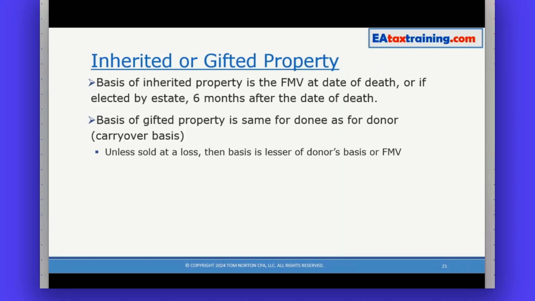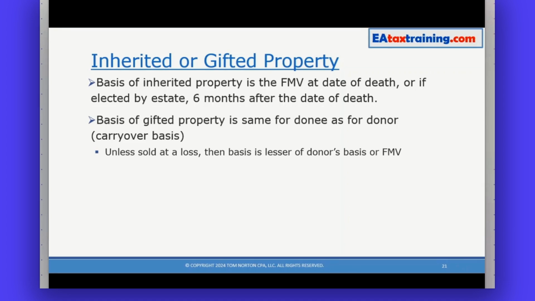So the basis of gifted property is the same for the donee as for the donor. This we call carryover basis. On death, it's called a step up in basis, because your basis gets increased to the fair market value. For a gift, it is a carryover basis. So your basis does not change. Your basis is the same as the basis of the person who gave that property to you.